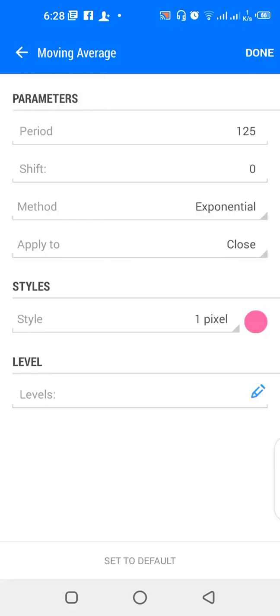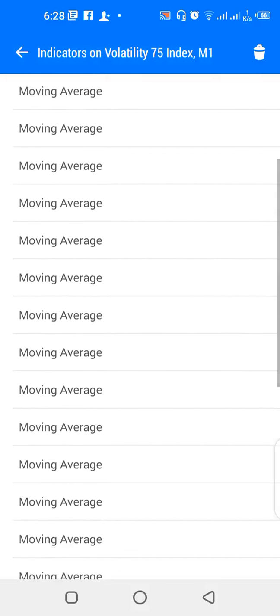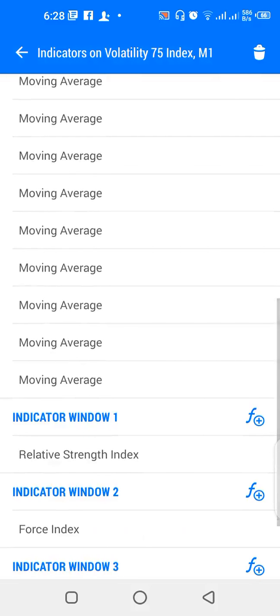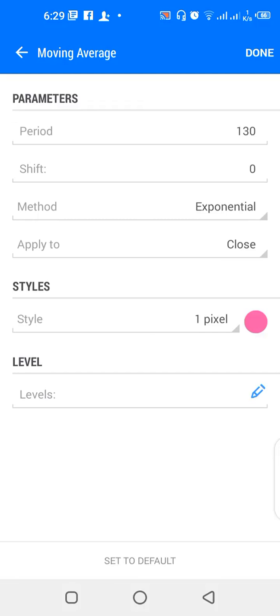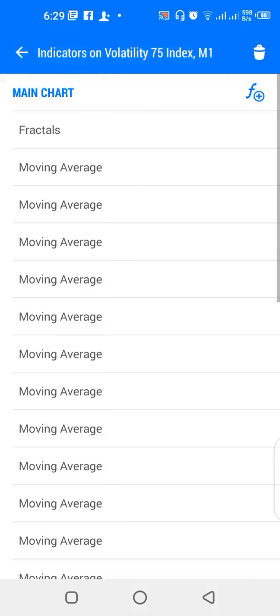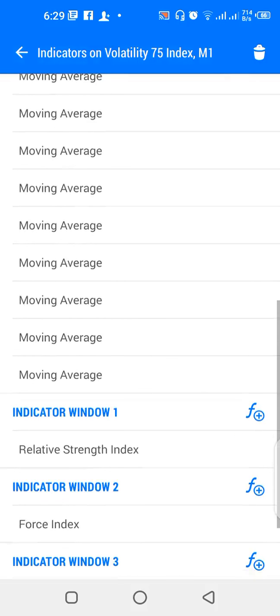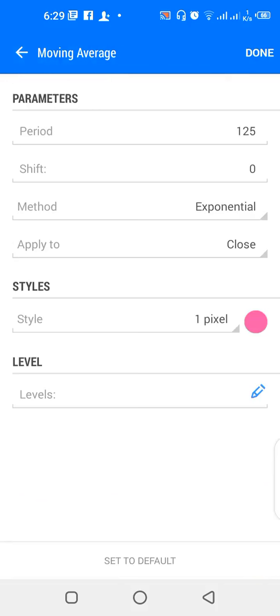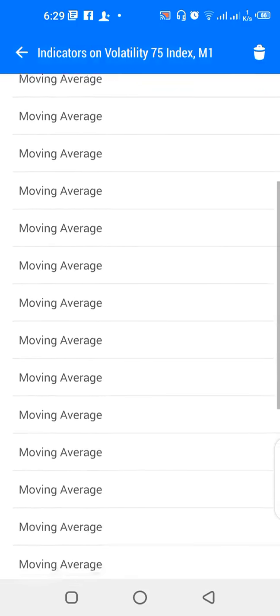Okay, so the 14th one is 130 EMA, right? Color is pink. And the 15th one is 125 EMA, color is also pink.